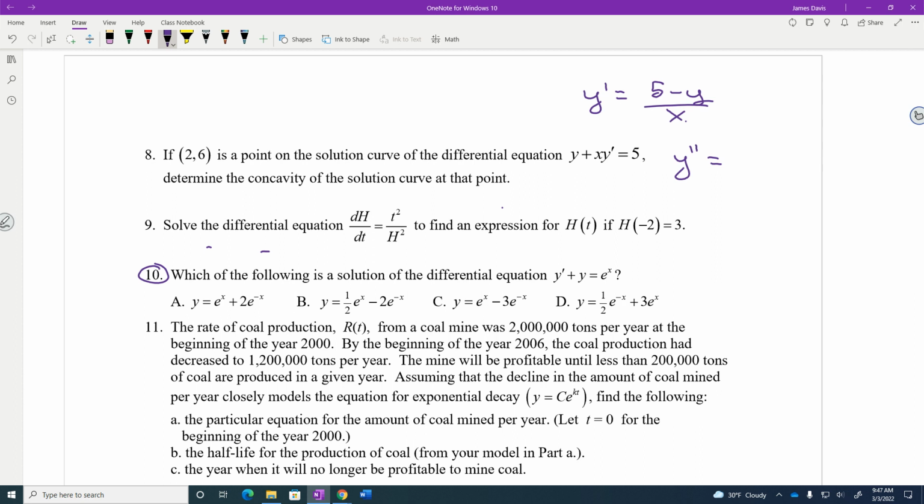Yeah, negative y prime. Yes. The 5 goes away. The derivative of y is just y prime. All right, and then it's going to be times x, right? Negative y prime x minus 5 minus y times just 1, because the derivative of x is 1, over x squared.